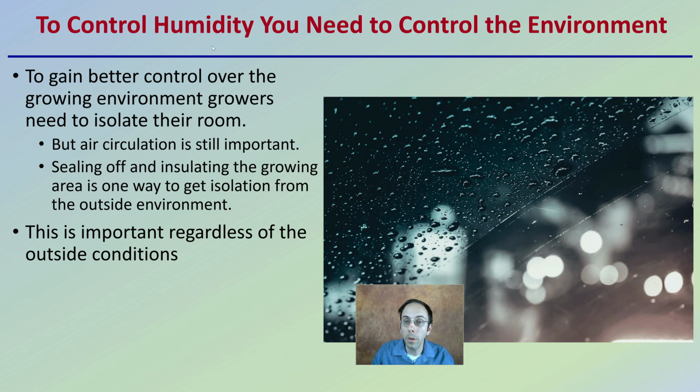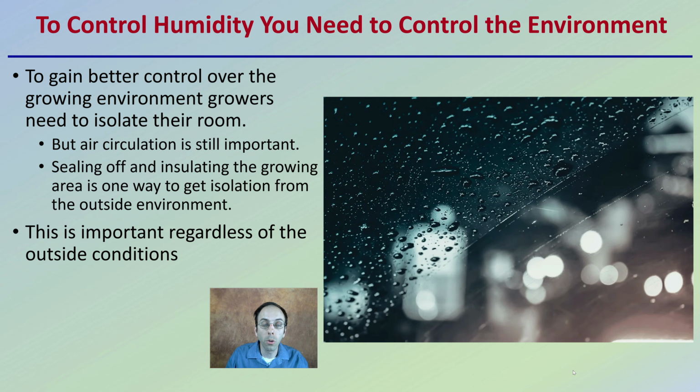Now, to control humidity, you need control over the environment. So to gain better control over the growing environment, growers need to isolate their grow rooms. But air circulation is also still important. So you want to create this kind of sealed up bubble. You want to have a way of regulating this and a way to monitor the airflow as well. Sealing off and insulating the grow area is one way to get isolation from the outside environment, but it's important regardless of the outside conditions to make sure you are still having air movement within the facility.